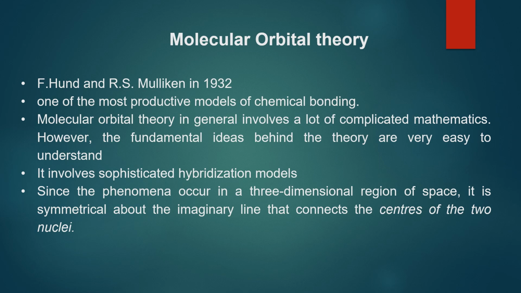Molecular orbital theory in general involves a lot of complicated mathematics. However, the fundamental ideas behind the theory are very easy to understand. It involves sophisticated hybridization models. Since the phenomenon occurs in a three-dimensional region of space, it is symmetrical about the imaginary line that connects the centers of the two nuclei.